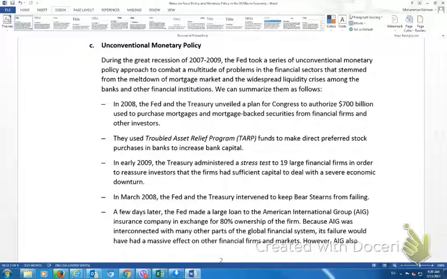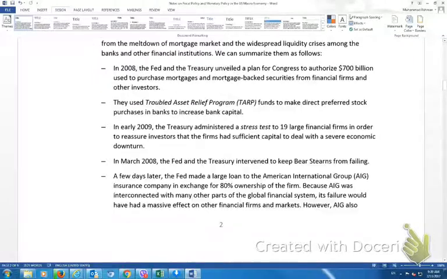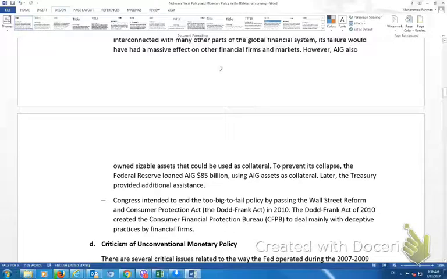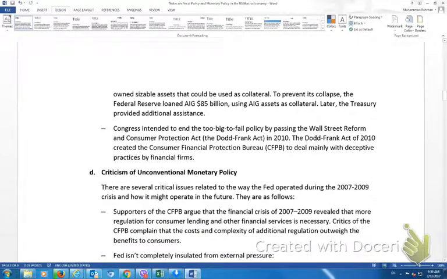So this is for the first time the Fed basically owned other financial institutions, and AIG is not the only institution. Because AIG was interconnected with so many other parts of the global financial system, the Fed argues that if AIG fails, it will have a massive effect on the global financial market. Now, AIG had something in their favor going on. They had a lot of assets that could be used as collateral in these transactions that we are talking about.